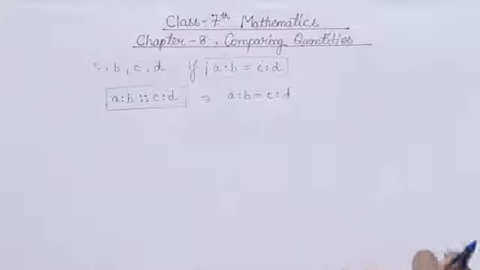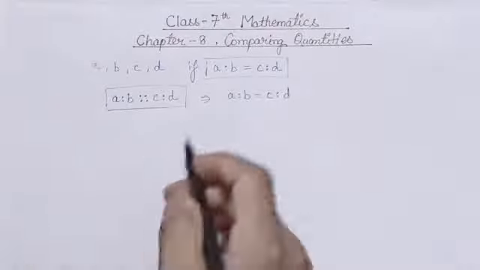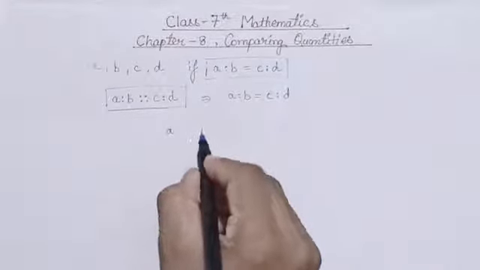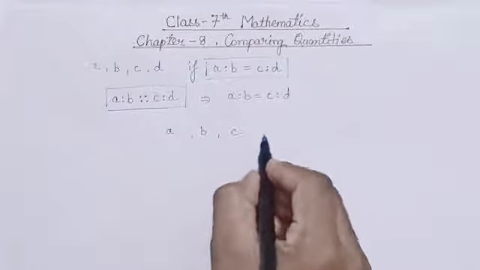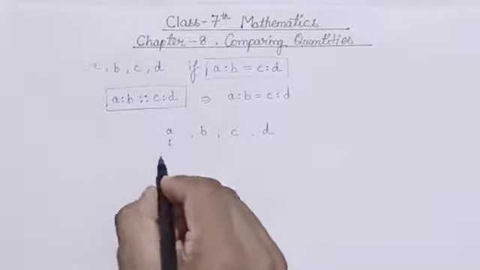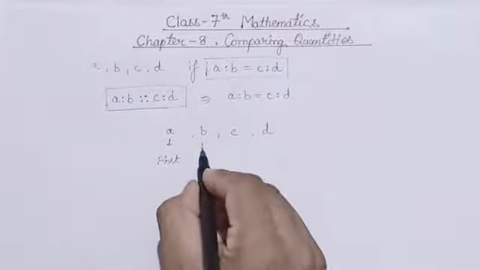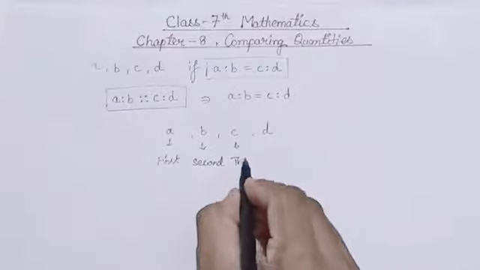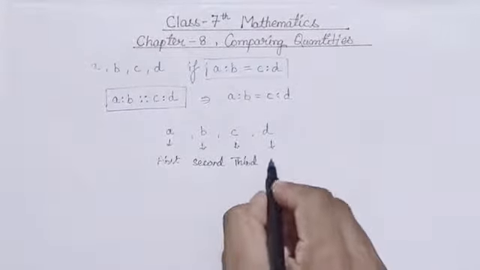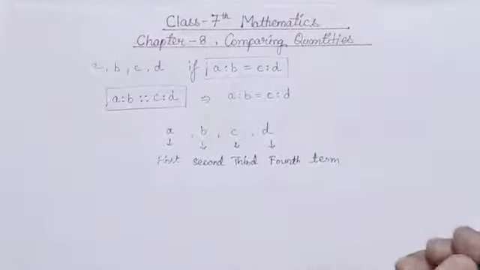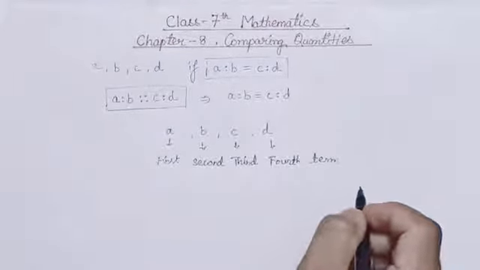Now let us understand some terms related to proportion. Here the four numbers which are in proportion are A, B, C and D. So these numbers are known as first, second, third and fourth term of the proportion.